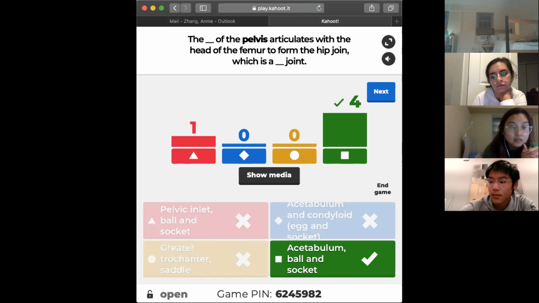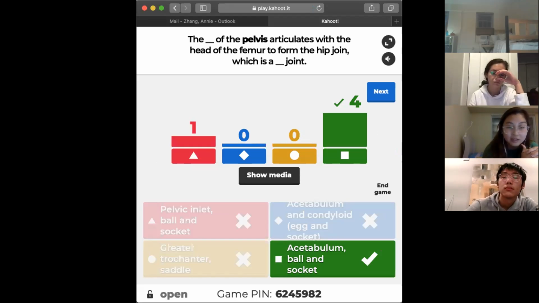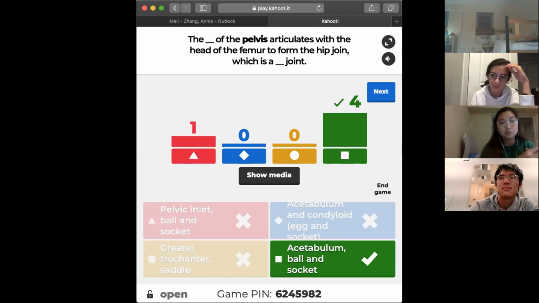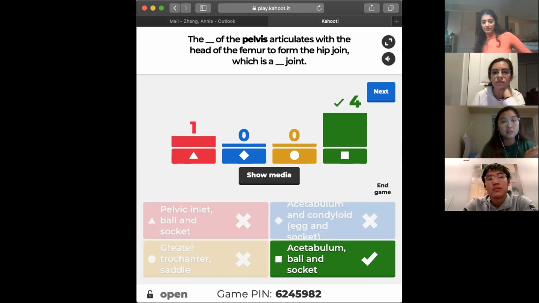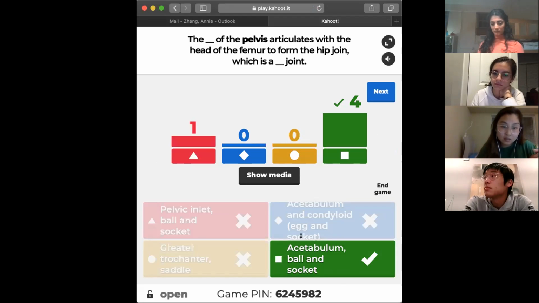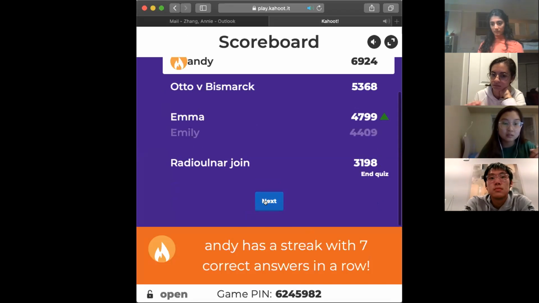Okay, so the acetabulum, however you say that, that's the hip joint, because I think in the last 2 questions, that's where it mentioned it. That's the name of the hip joint. So that's what directly articulates with the head of the femur, and that is a ball and socket joint. The egg and socket joint is only the wrist, for future reference.